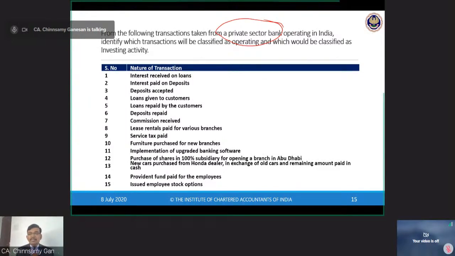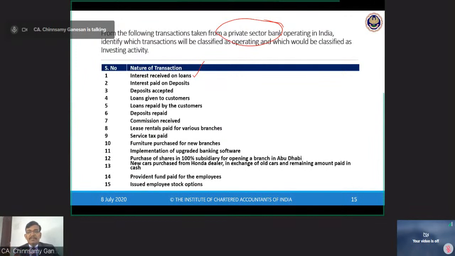Interest received on loans, that is my core activity, right? Because it's my core activity, this is operating. When I'm making a tick mark, you consider that as operating, because writing is becoming a little problem with the stylus. If I'm making a single tick, it is an operating activity. If I'm making a double tick, it is an investing activity. But I will explain that.